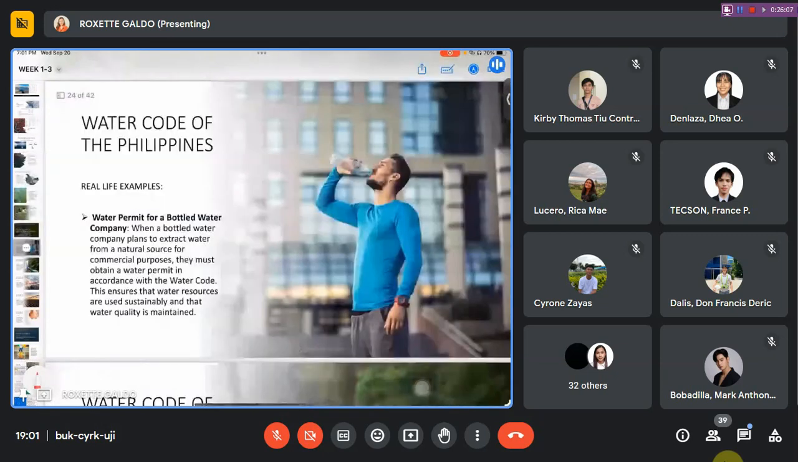Okay. So let us have real life applications or examples of the purpose of the Water Code of the Philippines, no? So water permit for a bottled water company such as Nature Spring, no, for example. So when a bottled water company plans to extract water from a natural source for commercial purposes, they must obtain a water permit in accordance with the Water Code. So this ensures that water resources are used sustainably and that water quality is maintained.